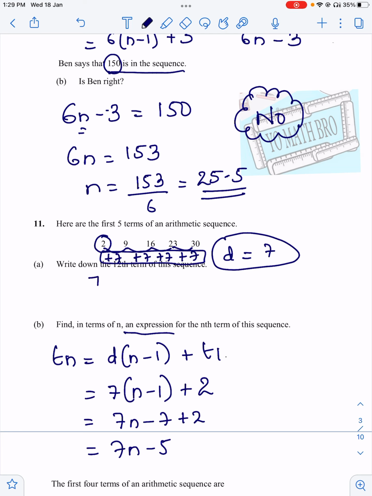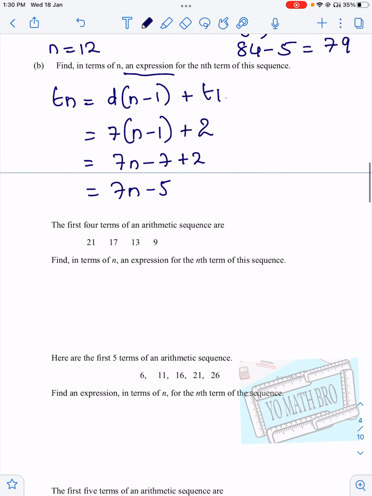Now I write here 7n minus 5, but they are asking for the 12th term, which means n is 12. I substitute, therefore 7 times 12 minus 5. 7 12s are 84, 84 minus 5, I get the answer 79. So getting an expression helps me to get any term easily.